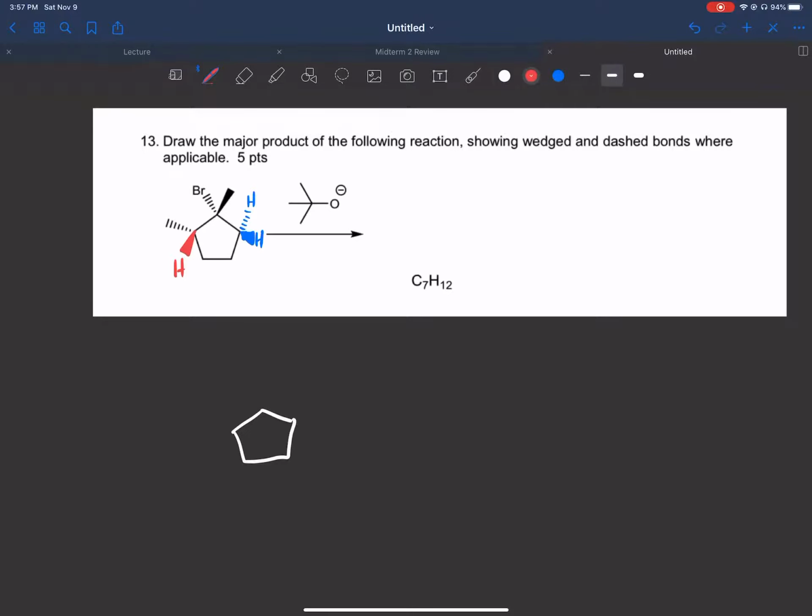So the mechanism of tert-butoxide grabbing the red hydrogen would look something like this. Grab that hydrogen, this bond collapses, kicks the bromine out, giving us something that looks like this.